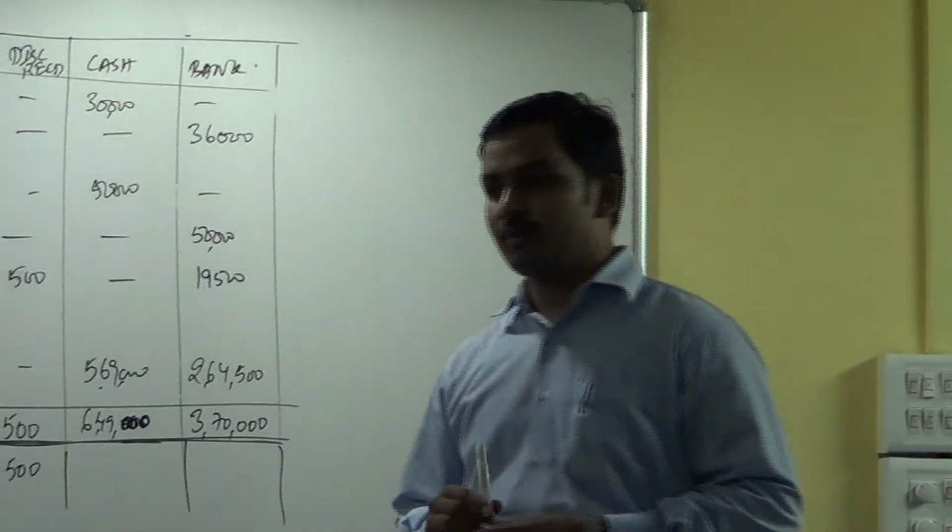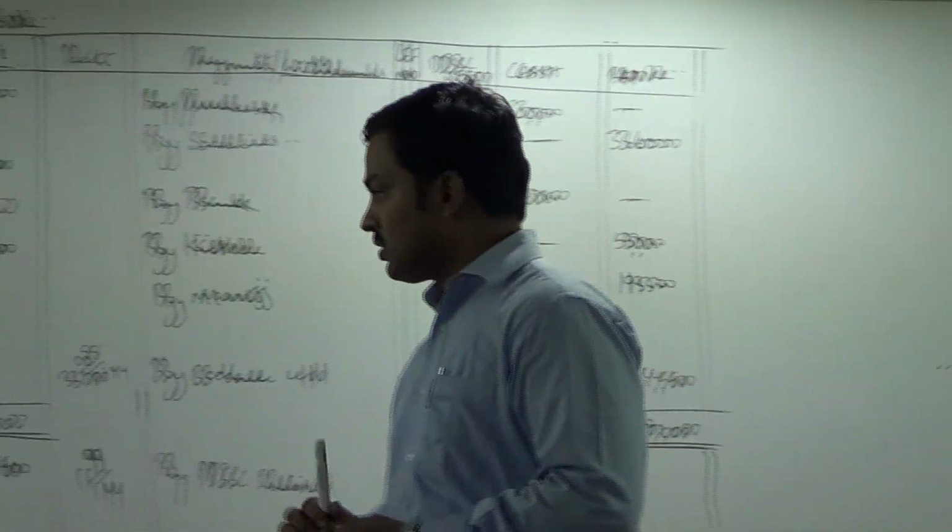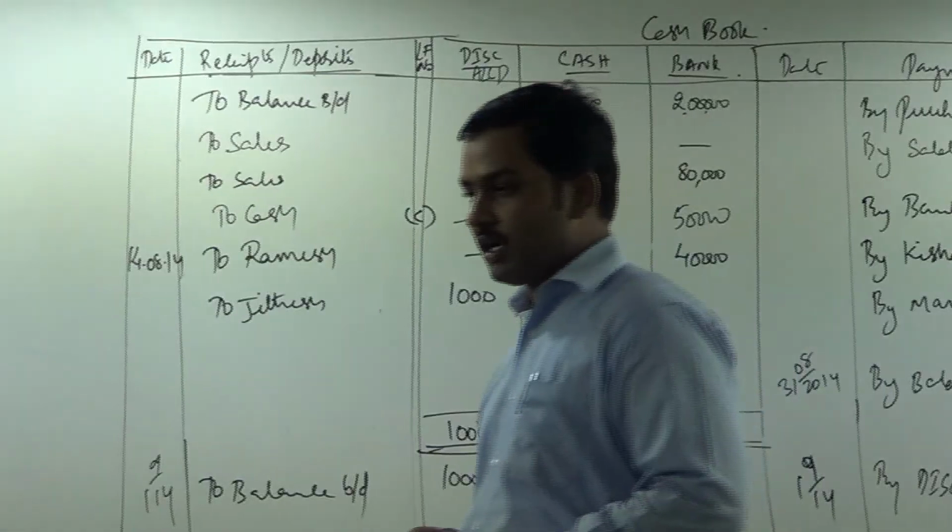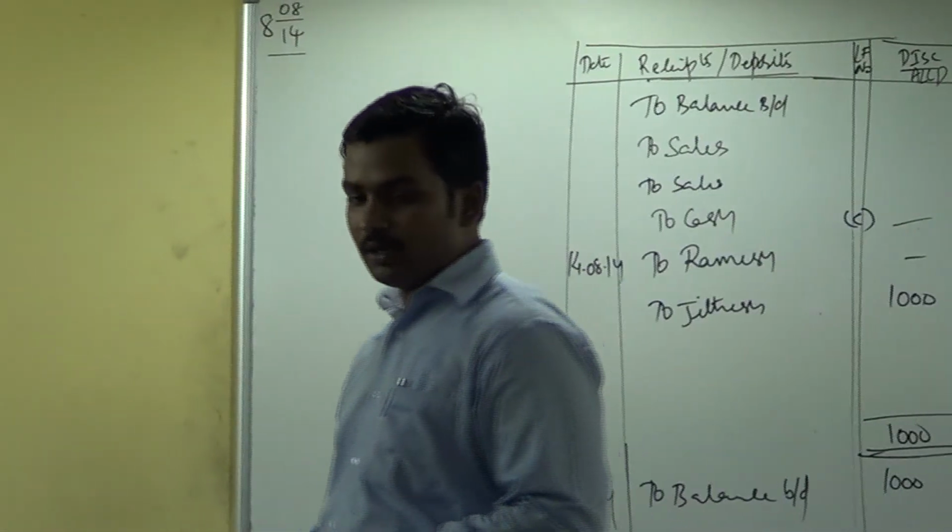This is called the triple column cash book. So we'll stop for today. Tomorrow's class we'll do one more problem on the triple column cash book, and then we'll also finish the petty cash book. With that, fundamentals will be over. Then we can go to the final accounts topic.